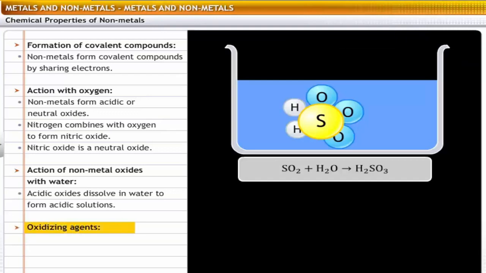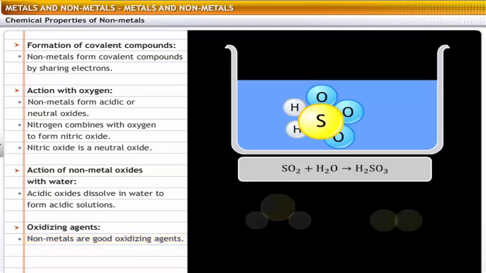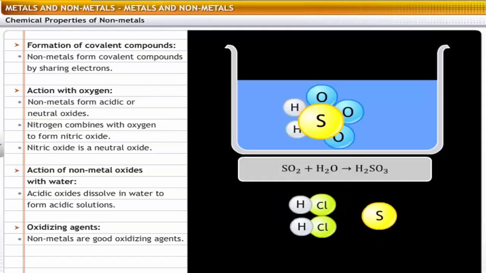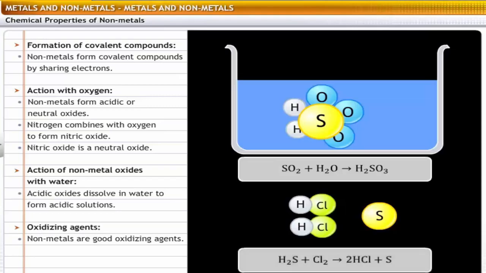Action of non-metals as oxidizing agents. Non-metals have the tendency to gain electrons. That is, they are good oxidizing agents. For example, chlorine accepts electrons from hydrogen and oxidizes hydrogen sulfide to sulfur. In the process, it liberates hydrogen chloride gas. Thus, chlorine acts as an oxidizing agent.